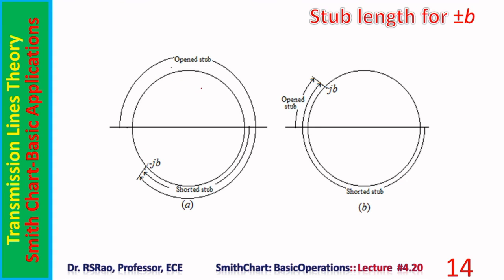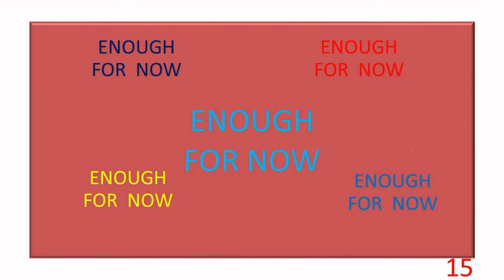Here it is shown. Suppose you want to find a shorted stub length that gives minus jB. You start here and move until you come across an arc which represents minus B. If it is an open stub, you start here and move clockwise. Movement is always clockwise. So A represents when the requirement is negative susceptance, and B represents when the requirement is positive susceptance. These are some of the basic operations involved in applying the Smith chart to solve various transmission line problems. This is what I want to share with you for now.